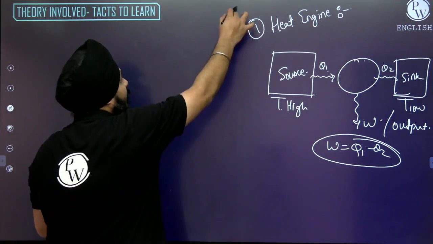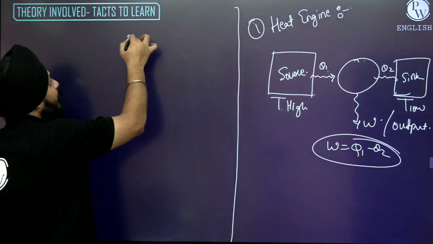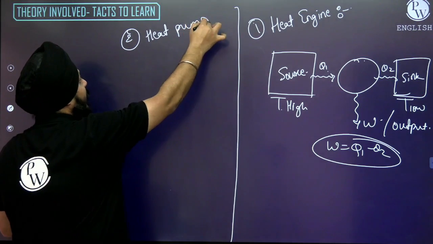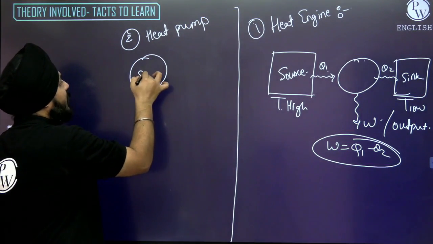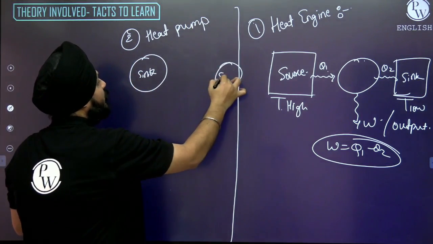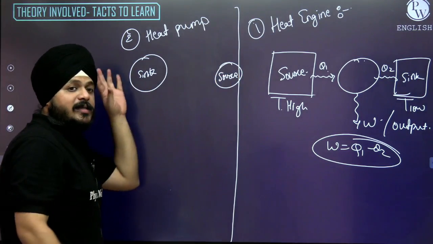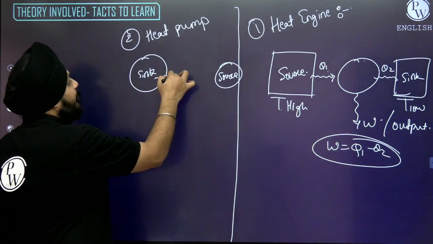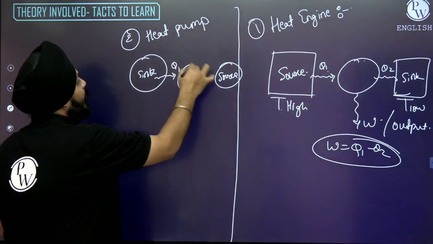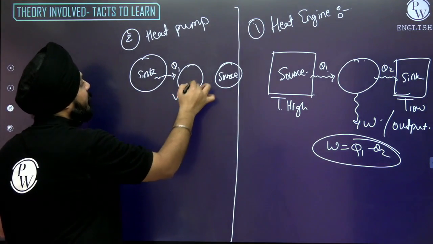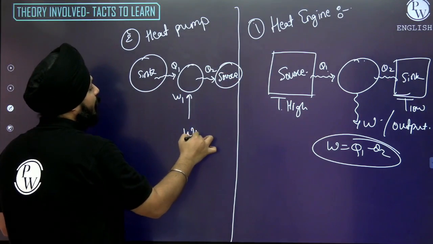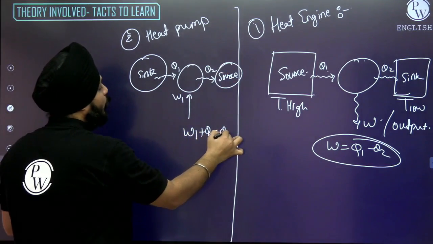Now, the reverse phenomenon is that of the heat pump. What does it state? This is the sink, and this is the source. To maintain the sink at the lower temperature, the heat is pumped out. And to pump out the heat, work is done, so that W plus Q1 is equal to Q2.